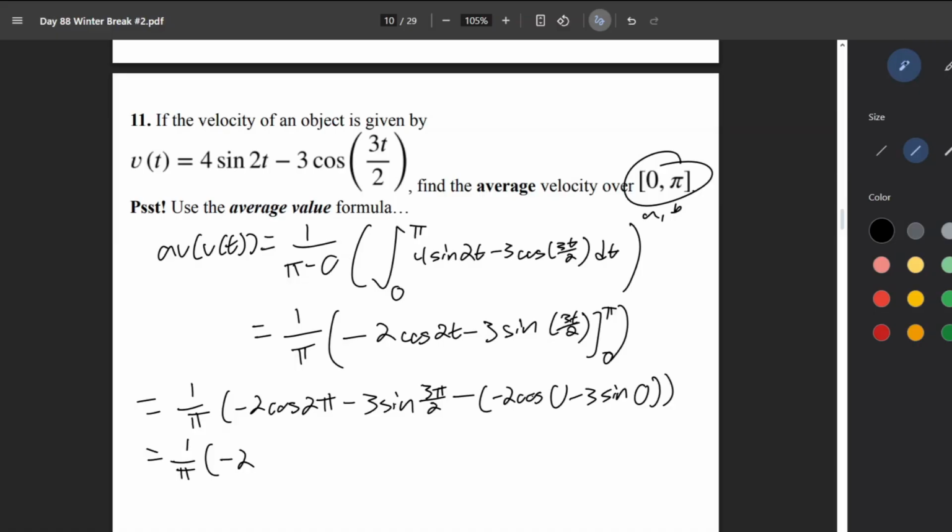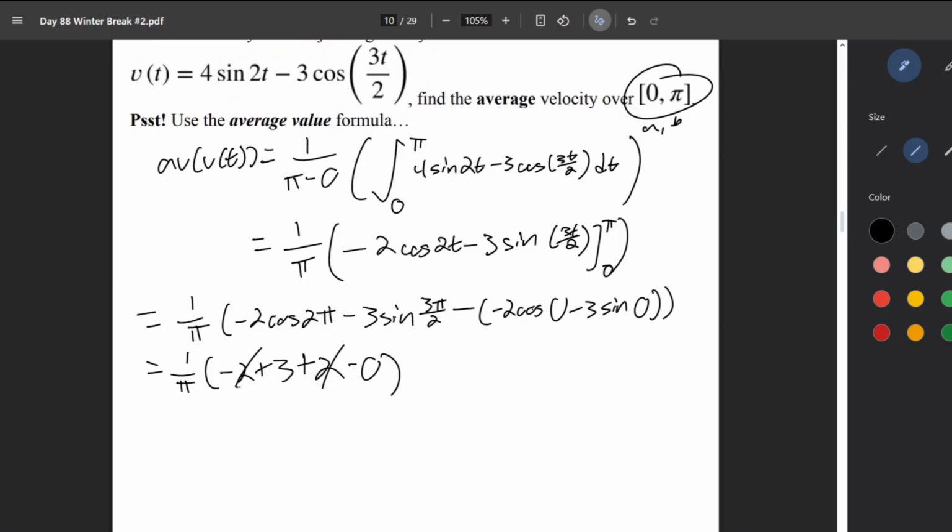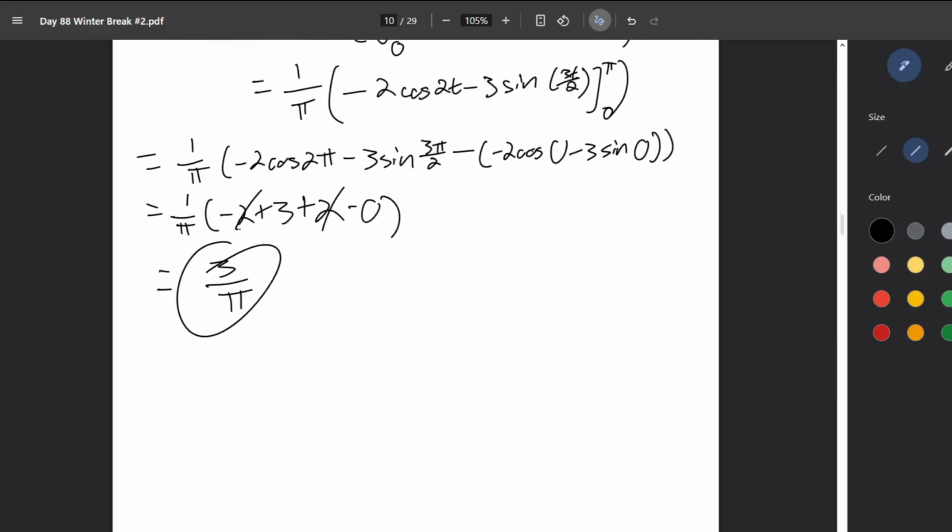Then this is negative, this is 270 degrees. It would be negative 1 times negative 3 is plus 3. And then again, we know 0 is equal to 2 pi, so this would be negative 2. And then because of this subtraction sign, it turns to plus 2. Then this is just 0. Let's just put minus 0. And so these cancel out, so it would just be 3 over pi, hopefully.